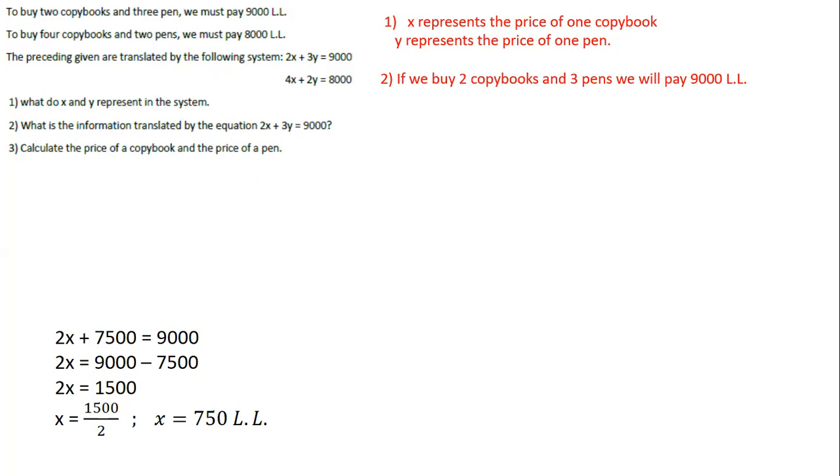Now in part 3, yes, Mariam, calculate the price of a copybook and the price of a pen. So we should calculate x and y. Of course, we calculate them from the system, right? So we write the system, which is 2x plus 3y equal 9,000, 4x plus 2y equals 8,000. To solve this system, after solving it, we get x and y. Of course, x is the price of 1 copybook and y is the price of 1 pen.